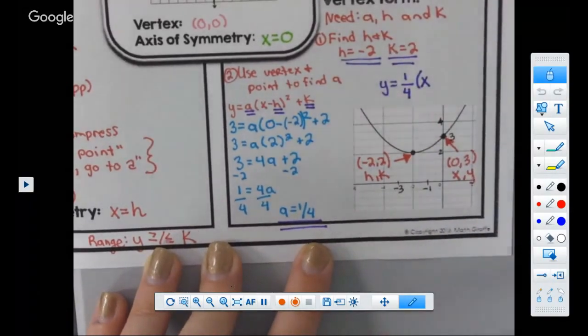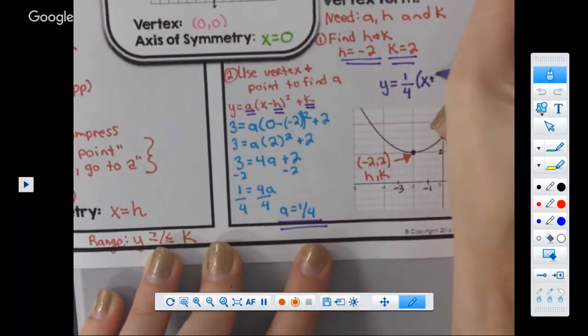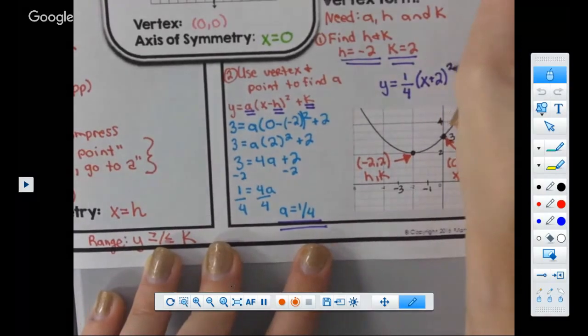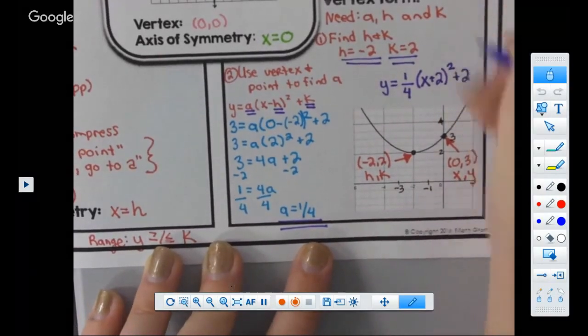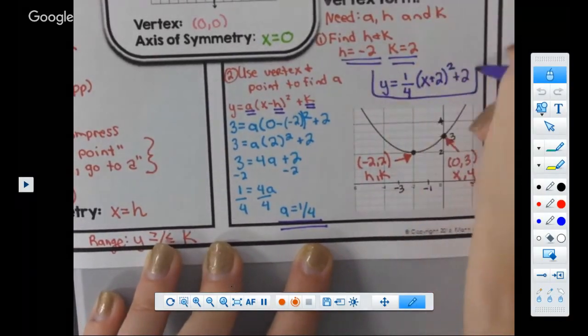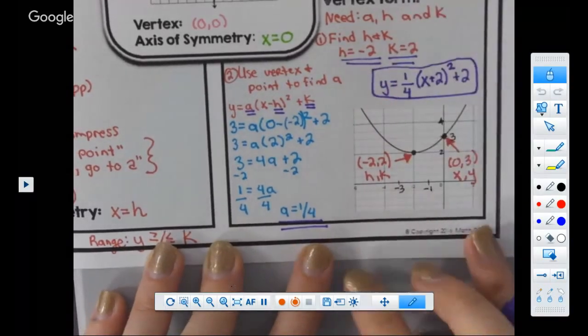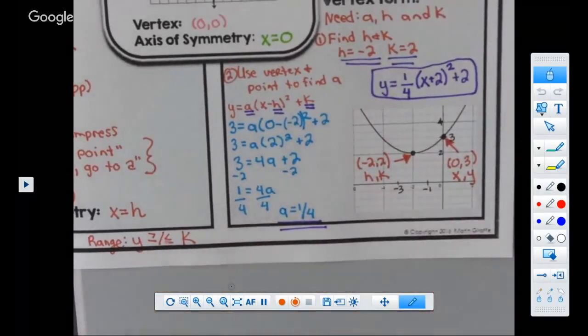The double negative is going to make h positive, squared, plus 2. Okay, and then I'm done.